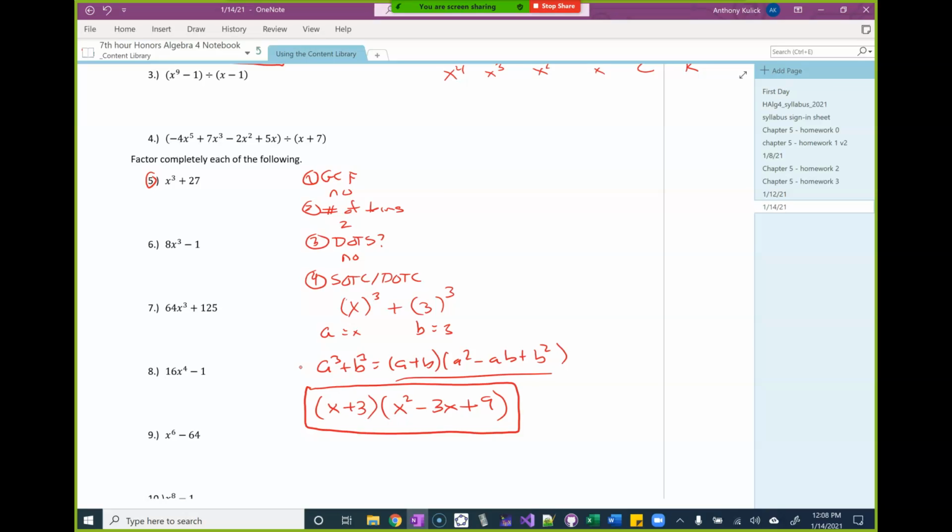What else do we have? Maddie? Nope. Mackenzie? Yeah. For number 3 on the 2, would you have to write out all the zeros for x to the 9? Yeah. Okay. Yeah. Do you want to do it? No. Oh, okay.